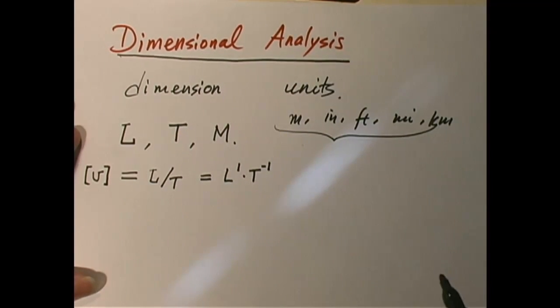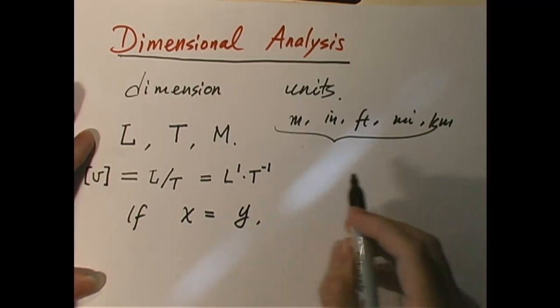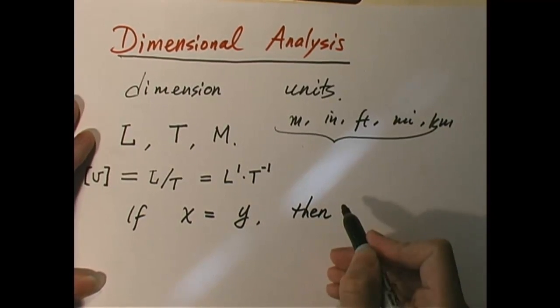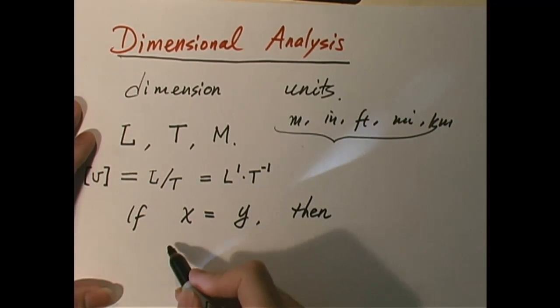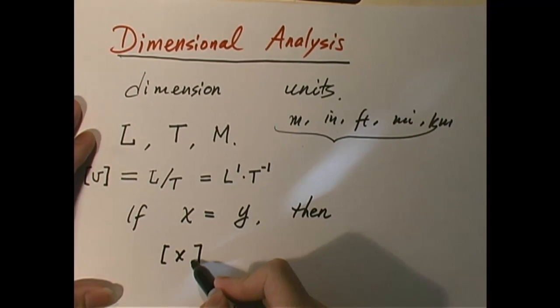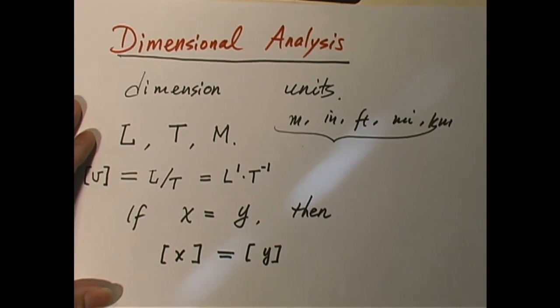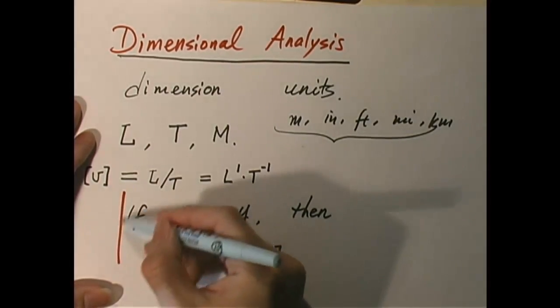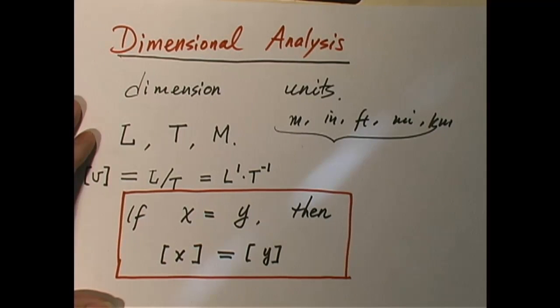So what is dimensional analysis? Actually, very simple. If x equals y, then one necessary condition is that these two quantities must have the same dimension. Isn't that true? In other words, the dimension of x must be equal to the dimension of y. So this is the central idea of dimensional analysis. Of course, you say, hey, so what's the big deal? I mean, can you actually get something useful out of it? Well, yes, under the right circumstances.